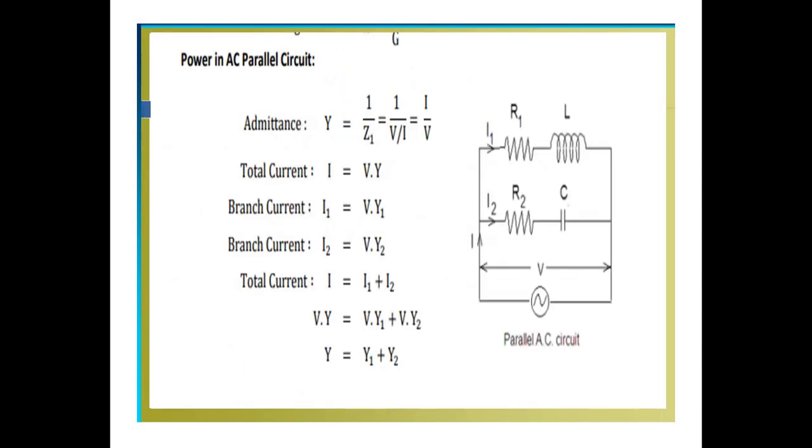In the AC parallel circuit, admittance Y is equal to 1 by Z, where Z is equal to V divided by I, so Y is equal to I divided by V. Here the total current I is equal to V into Y, that means I1 is equal to V into Y1, and I2 is equal to V into Y2 in the parallel combination. Then total current I is equal to I1 plus I2, that is equal to V into Y, the admittance. So V into Y1 plus V into Y2 gives Y equal to Y1 plus Y2.